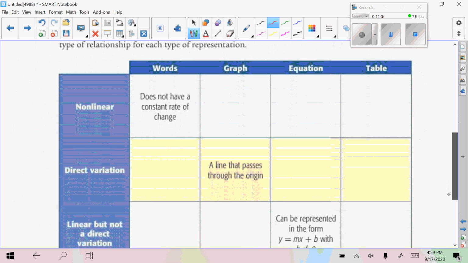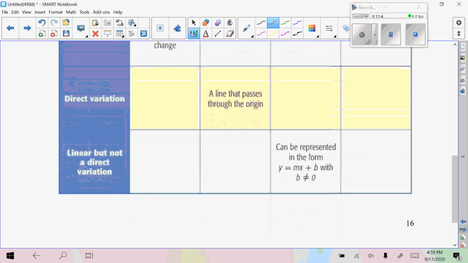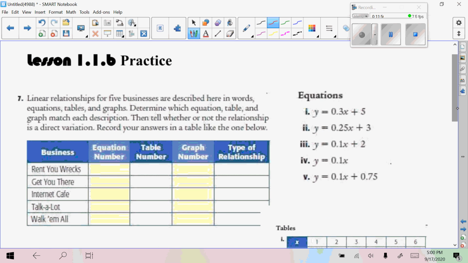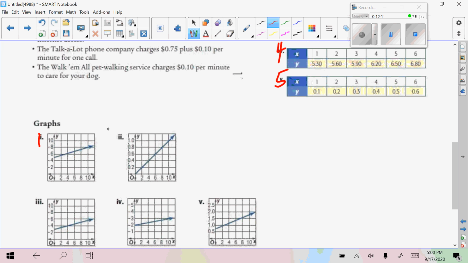We're done with the lesson here. If you want to fill this in to help you have a little bit of a study chart for direct variations, you can go ahead and do that. Otherwise, you can get started on your practice. When you do this first 1-1b practice, these are Roman numerals. When you answer the questions, I just wrote them as 1, 2, 3, 4, and 5. So keep that in mind when you're doing that problem. So this is table 1, table 2, table 3, table 4, table 5. And this is graph 1, graph 2, graph 3, graph 4, graph 5.